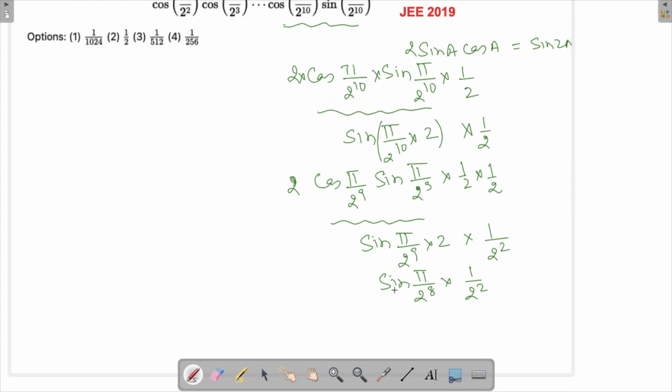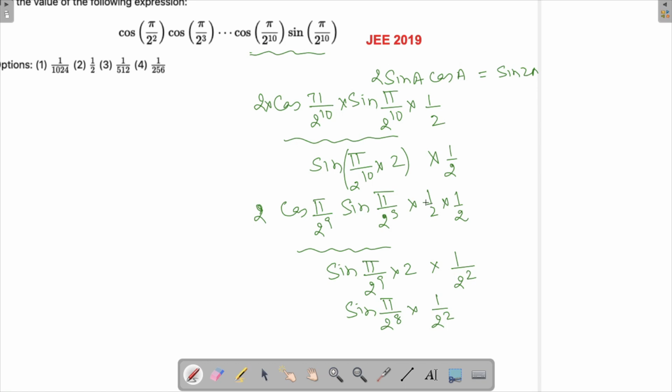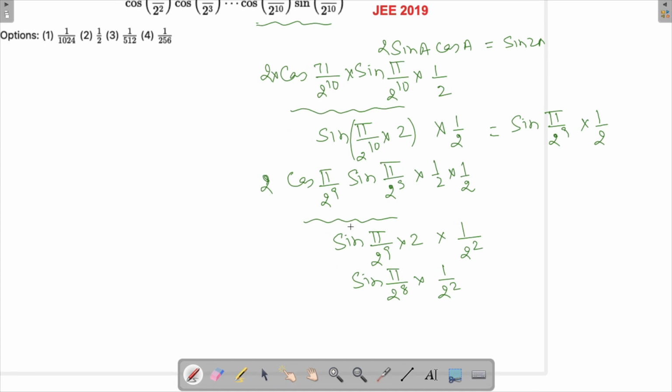But when we don't want to write everything, we just want to observe the pattern. When this expression becomes sine pi upon 2 raised to the power 9, we have multiplied by 1 by 2, so the 2 raised to the power 9 and 1 becomes 2 raised to the power 10. The second one is 2 raised to the power 8 and 2 square, becoming 2 raised to the power 10. If we keep moving in this sequence, when we come to cos pi upon 2 square and sine pi upon 2 square, what I should be having is 1 upon 2 raised to the power 8, so that this and this will become 2 raised to the power 10.